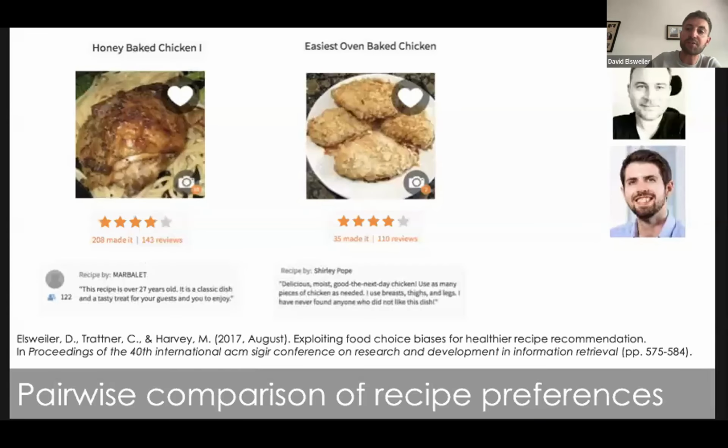And to complement these naturalistic data, we started performing experiments whereby participants had to choose between a pair of very similar recipes. So this example here shows honey baked chicken against easiest oven baked chicken. And the way we generated these pairs varied. We've done lots of these experiments, and we chose the recipe pairs such that they vary in terms of particular properties such as fat content or calories.